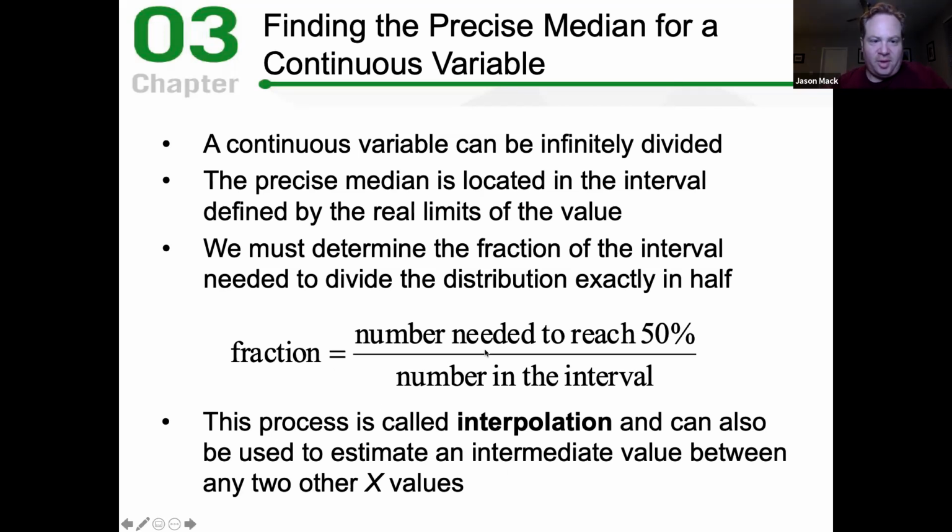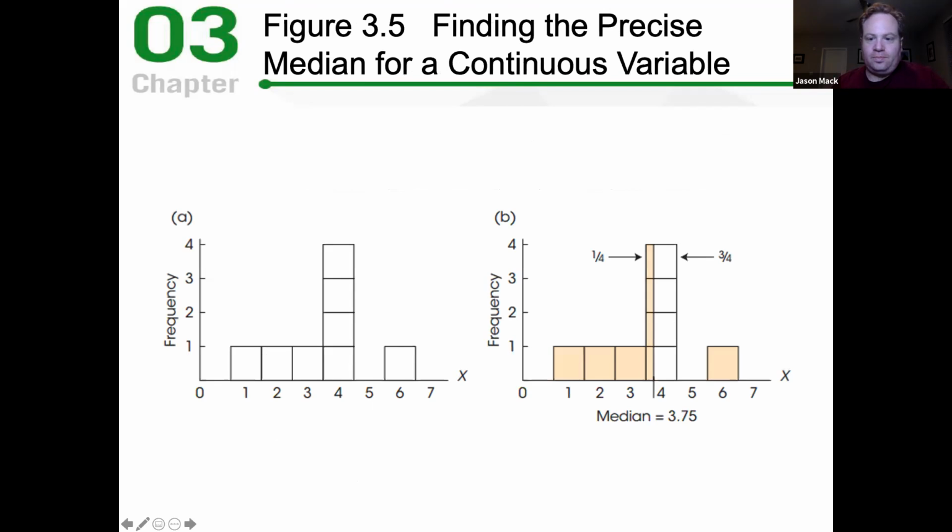So it's a fraction: the number needed to reach 50% for your numerator, divided by the number in the interval. For example, with 8 scores, the median should have 4 scores below and 4 scores above it. The scores fall below the upper real limit of 3.5, is what it's showing here. So again, it's really half. I feel like there's a lot of ways to think about it.